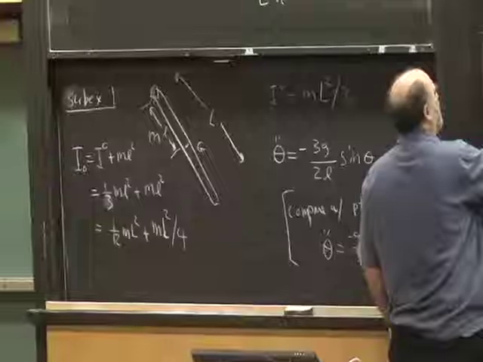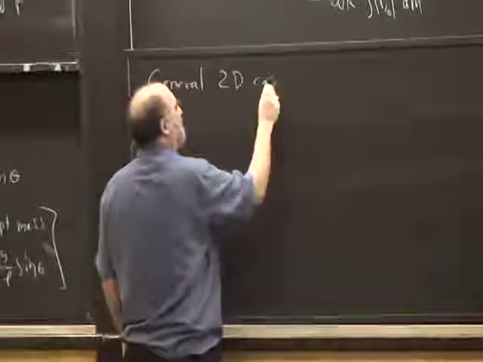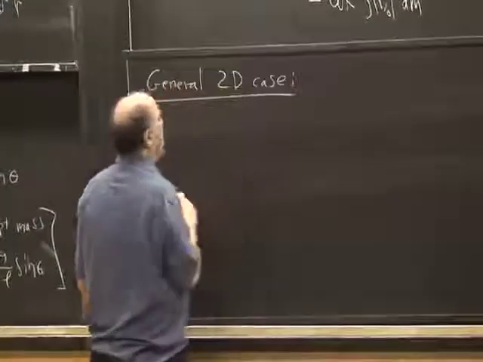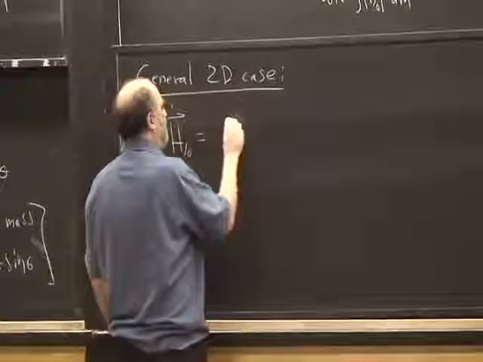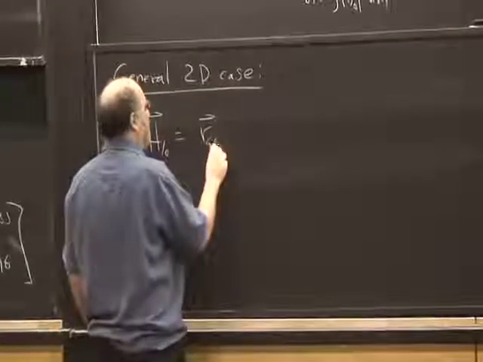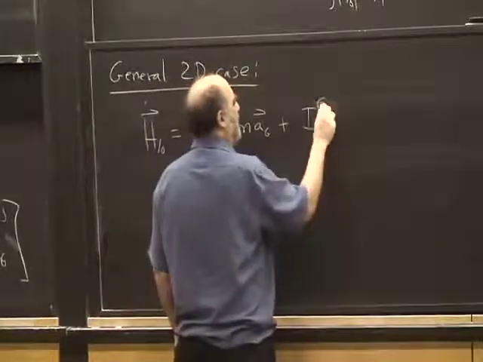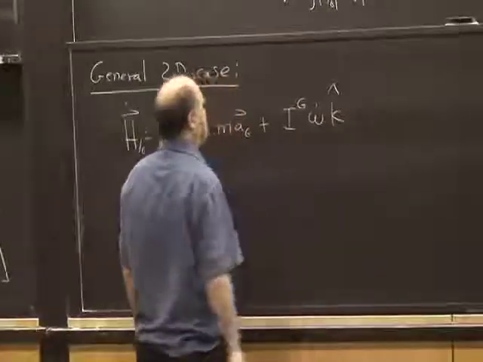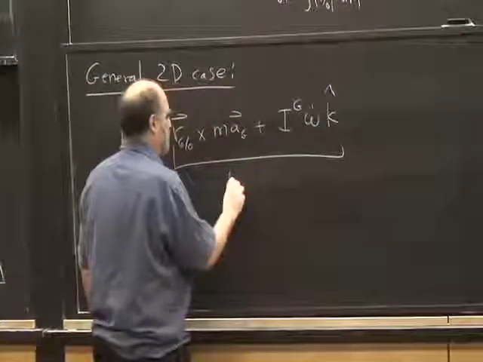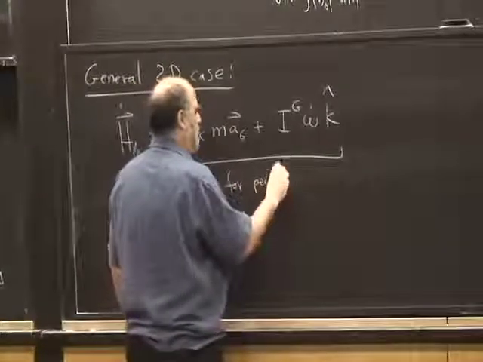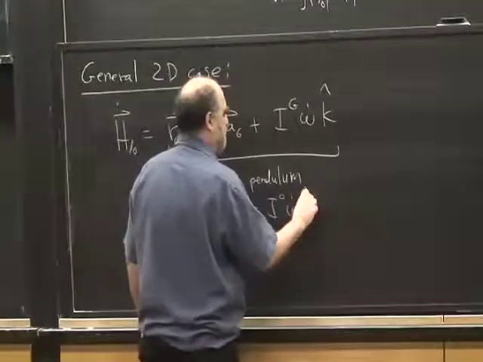What's the general case we're going to work on, the general 2D case, just to answer the question that was asked now twice over, is that we're going to write this as the position of the center of mass relative to O cross the mass times the acceleration of the center of mass plus I_G omega dot k. For the pendulum, this becomes equal to I_0 omega dot k.